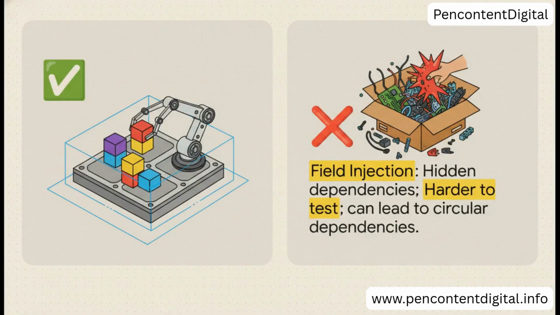And this slide right here illustrates a super important choice you have to make in your code. Using constructor injection forces you to be upfront about what your components need to function. It makes everything clear and, crucially, way easier to test. Field injection might feel quicker, but trust me, it often hides problems that will come back to bite you later on.